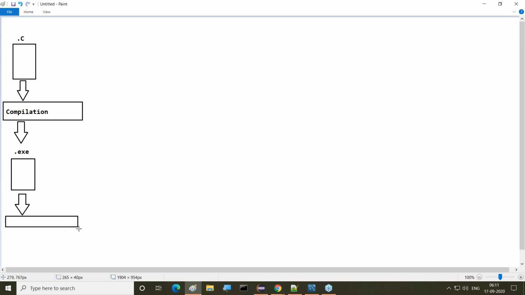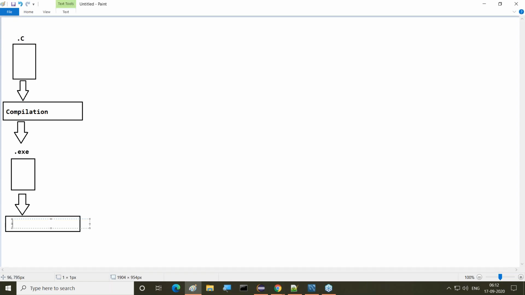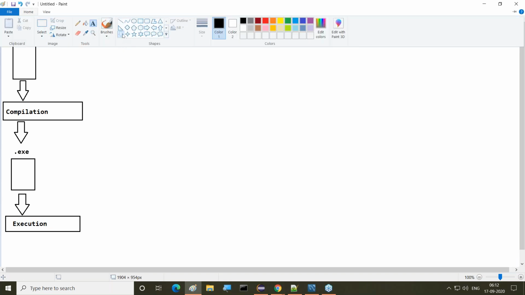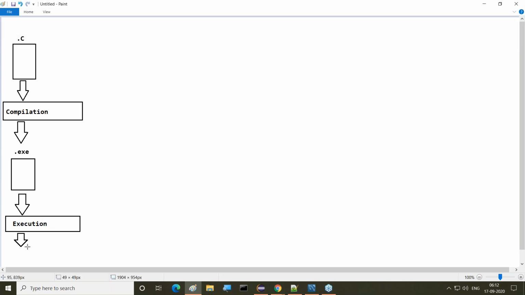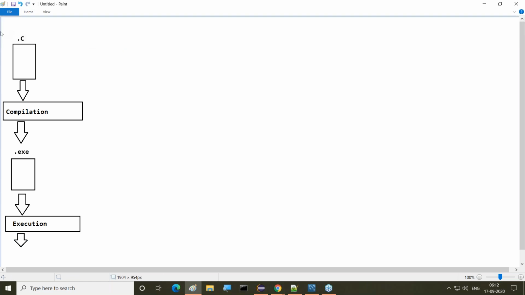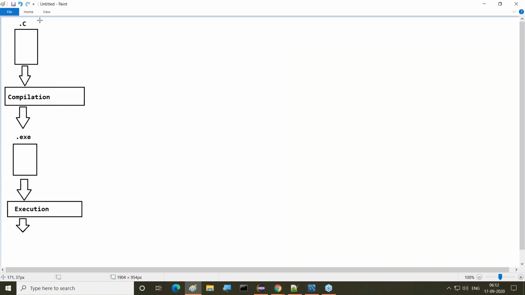Whenever we get the .exe file, we have to execute our program. This is the execution process. In this diagram, I'm not putting any concentration on the execution process, just namesake, but majorly I'll go for the compilation part. When we execute our program, then automatically we get some results.